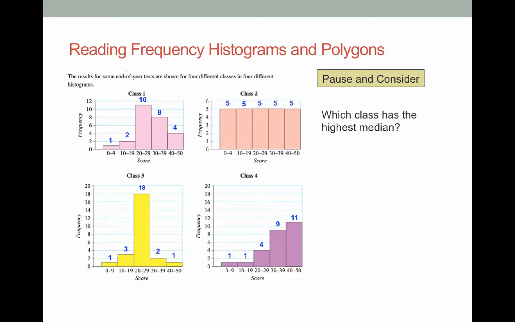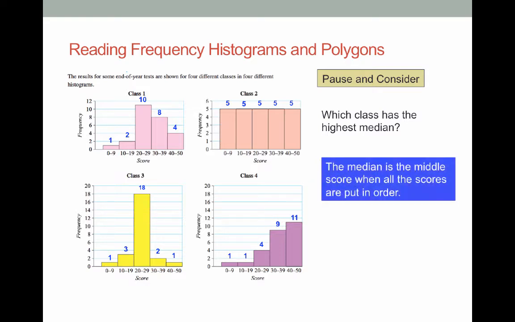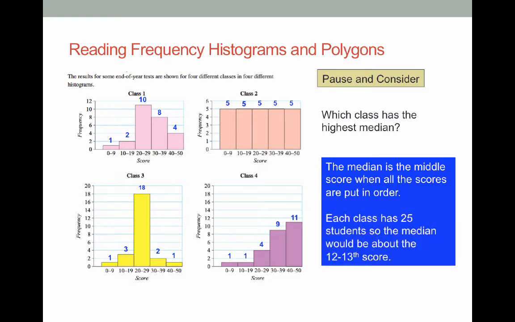Which class has the highest median? Now, in order to answer this question, you need to know what a median is, and I haven't covered it in any of our videos yet. A median is the middle score when all the scores are put into order from smallest to biggest. So each class has 25 students, so the median would be the score that comes in at about the 12th or 13th score. So let's take a look at class 1.